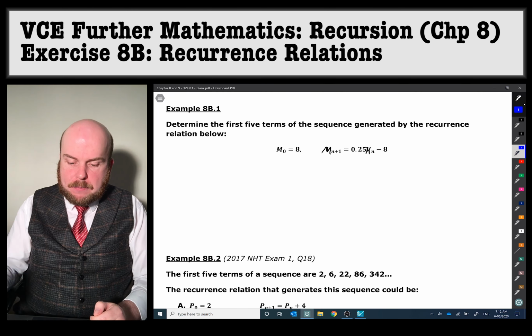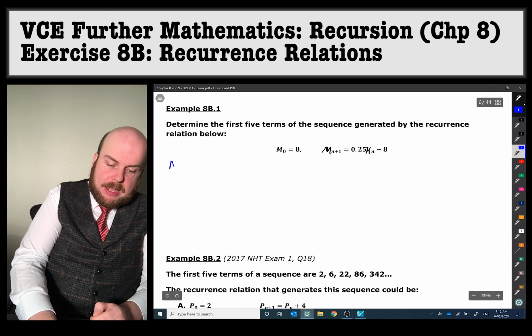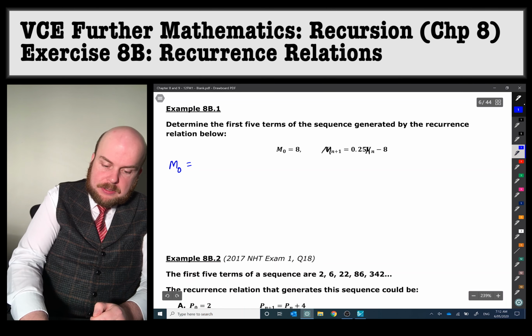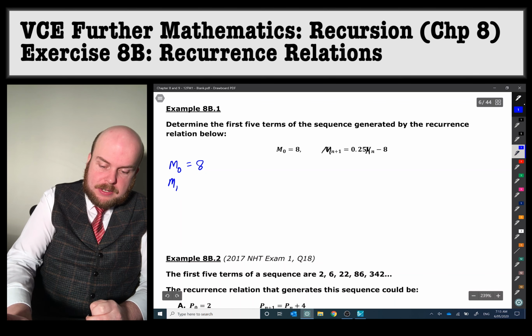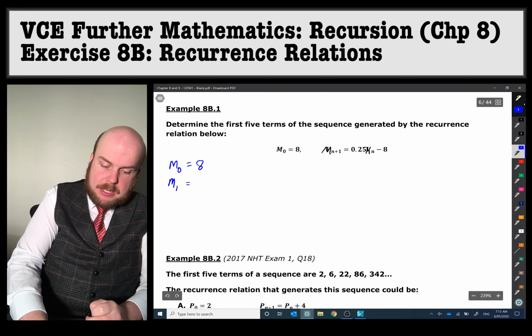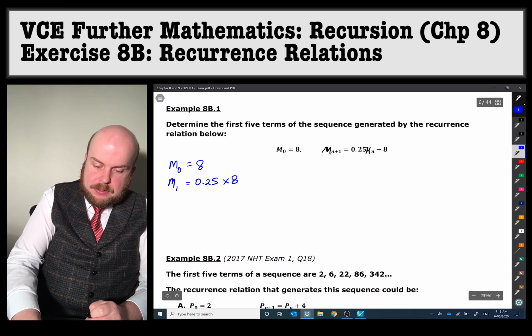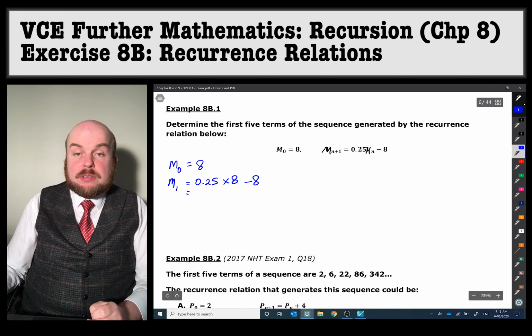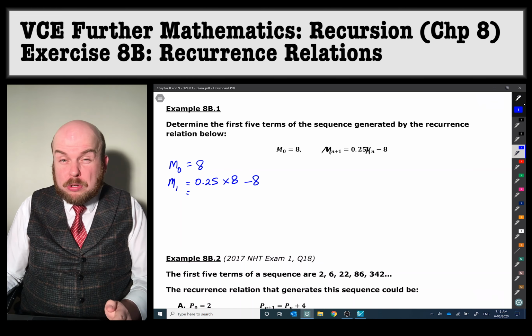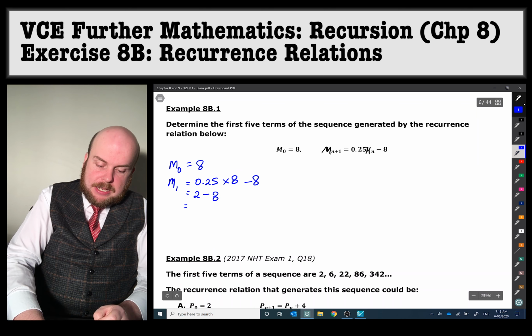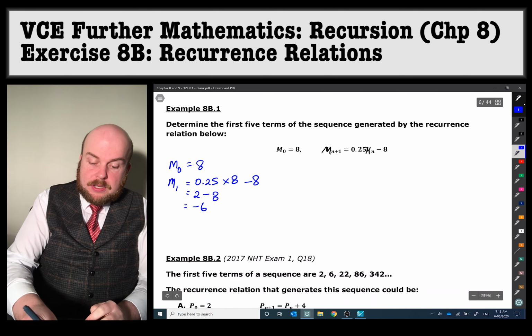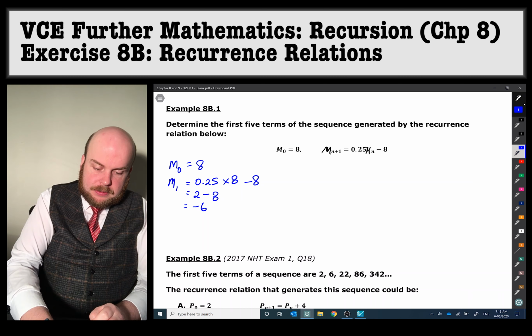So let's go and have a look at this in practice. So m0 is equal to 8, and then m1 is going to be 0.25 times by 8, and then we're going to subtract 8. So 0.25 is the same as saying a quarter of, and a quarter of 8 is equal to 2. Take away 8, and that's going to be negative 6. So that's the second term in the sequence.